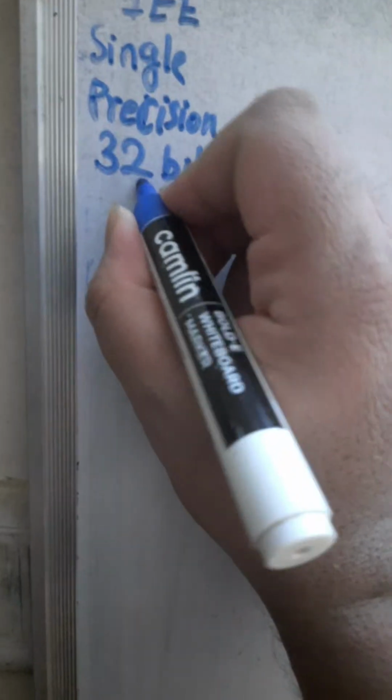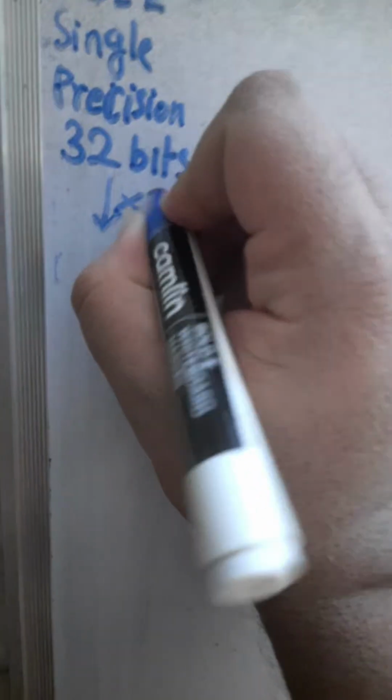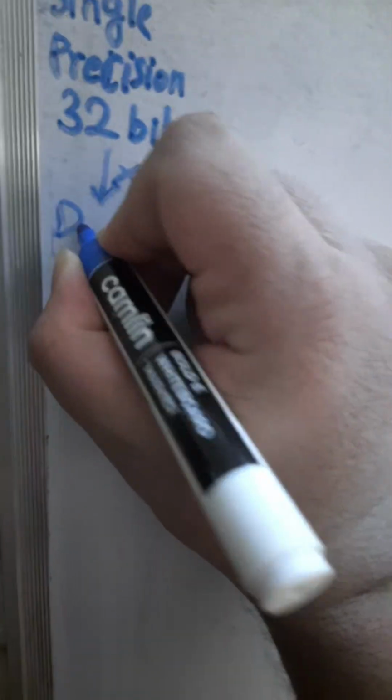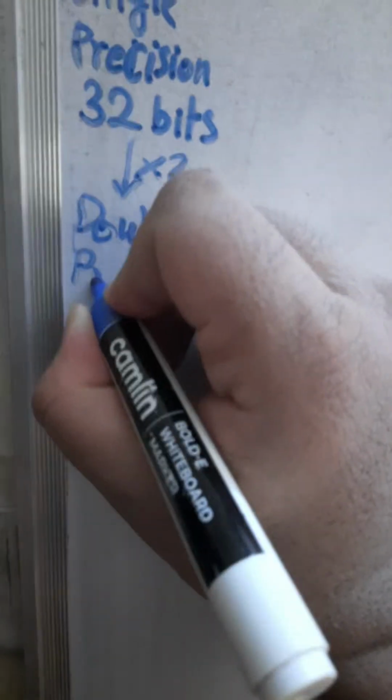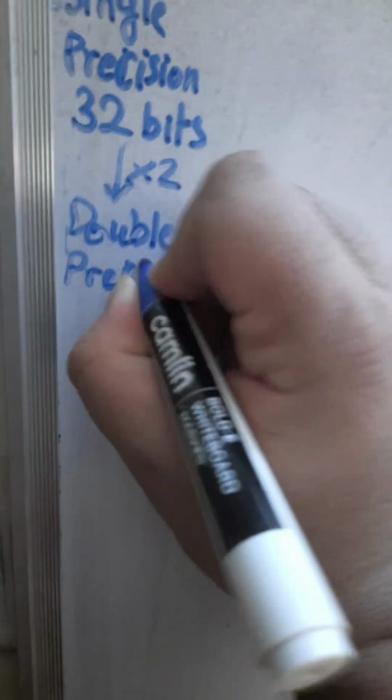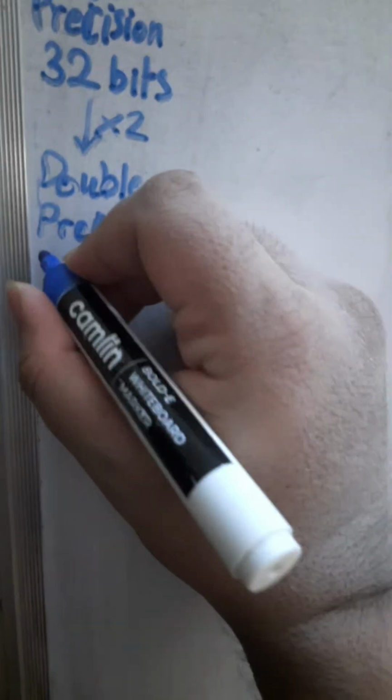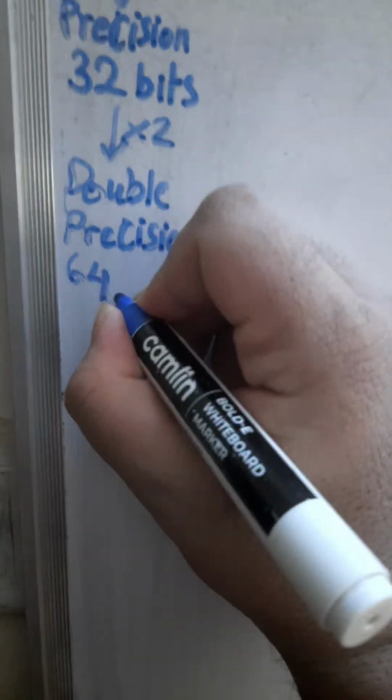If you multiply it by 2, then you get double precision. And what do I mean by multiplying? You would understand that. So this is double precision, and it is 32 multiplied by 2, which is 64 bits. So you get double the storage.